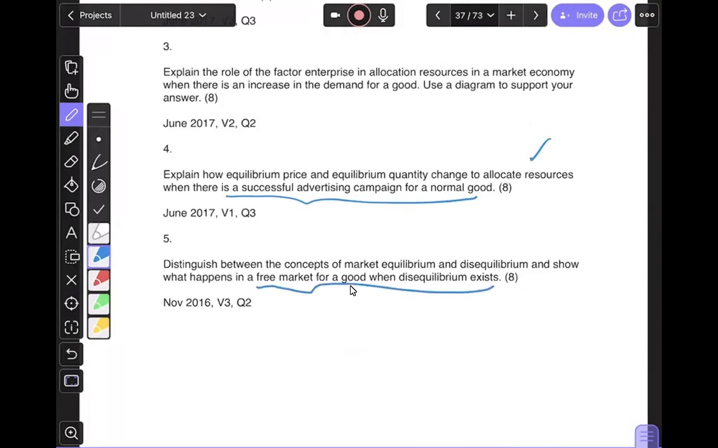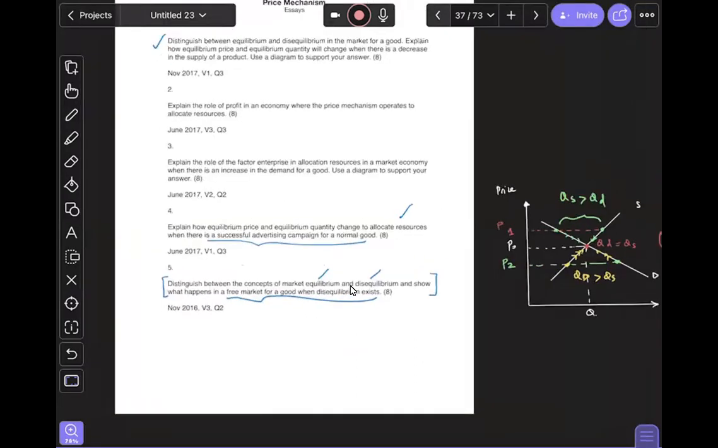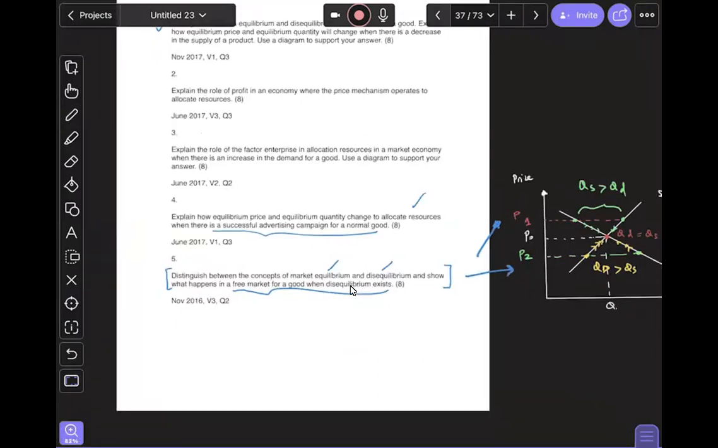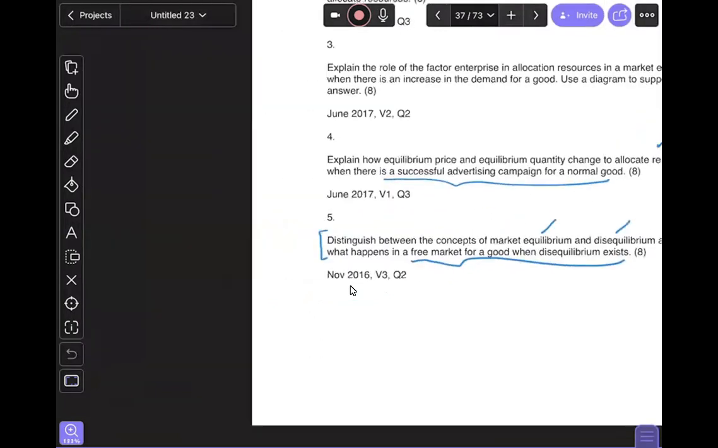We kind of answered this question, by the way. We first talked about the concept of market equilibrium and disequilibrium, and we talked about how disequilibrium can exist if the price is too high or the price is too low, and therefore what will make the price go back to the equilibrium would be the fact that there's a shortage or a surplus, and therefore that will make it go back. Make sense?